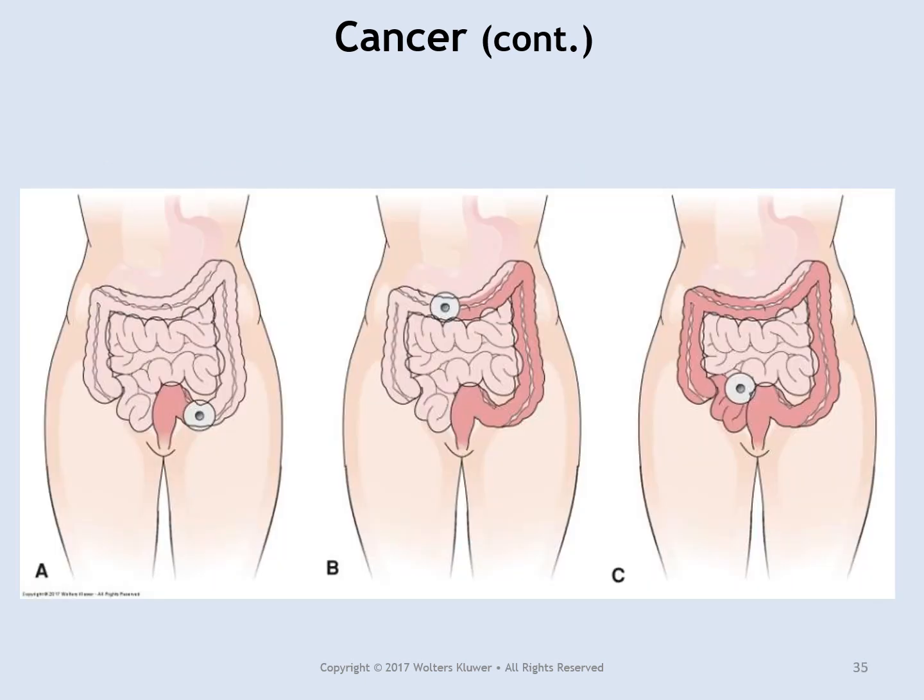So these are just examples of where you might have to put a colostomy bag, depending on how much of the intestine you've removed. Right? If all you had to remove was the rectum and the anus, you might just have a little bag there. Depending on if you had to remove like the whole large intestine, you might have a colostomy bag there.